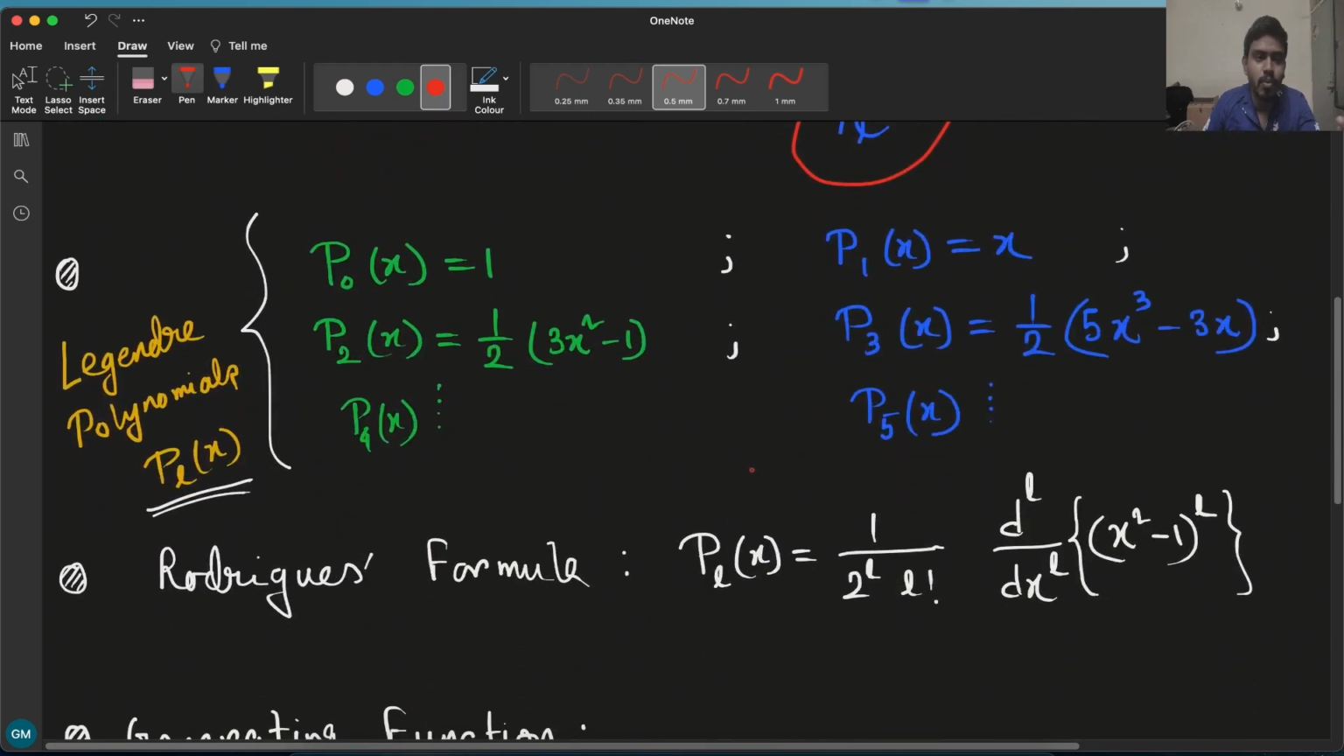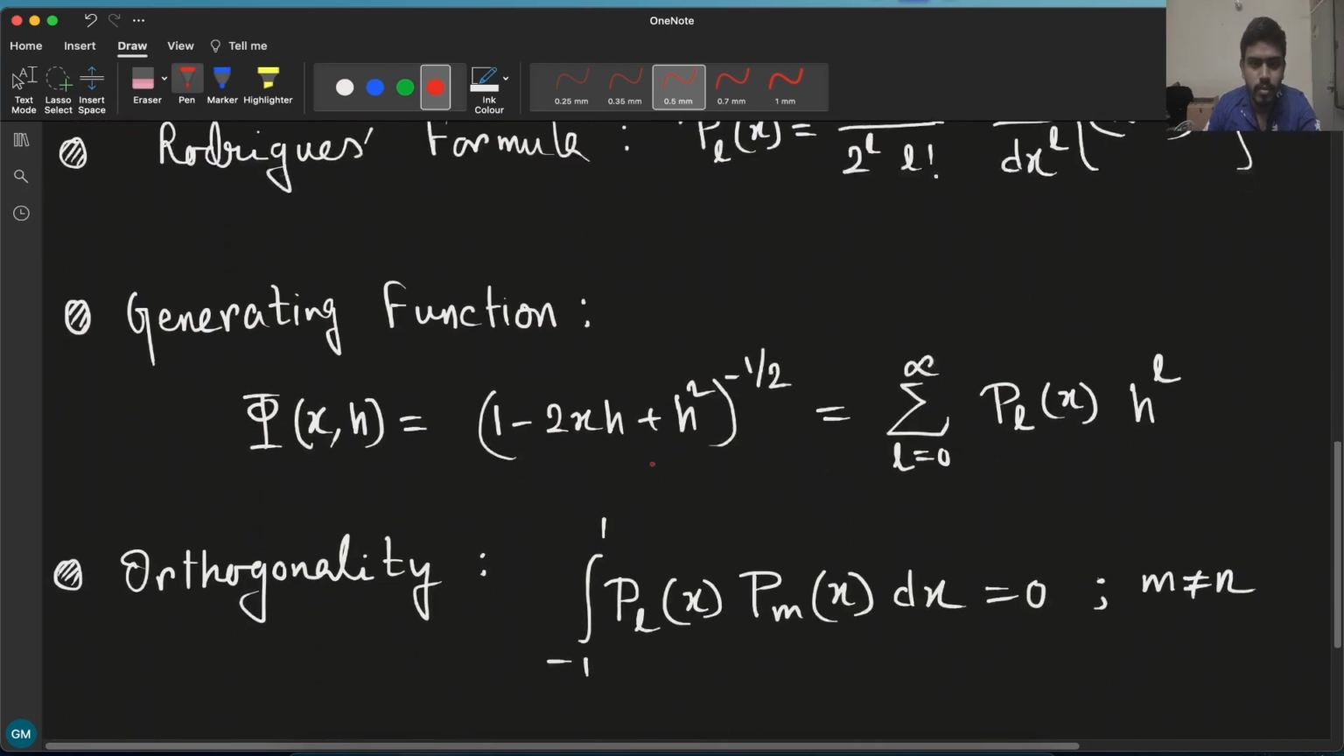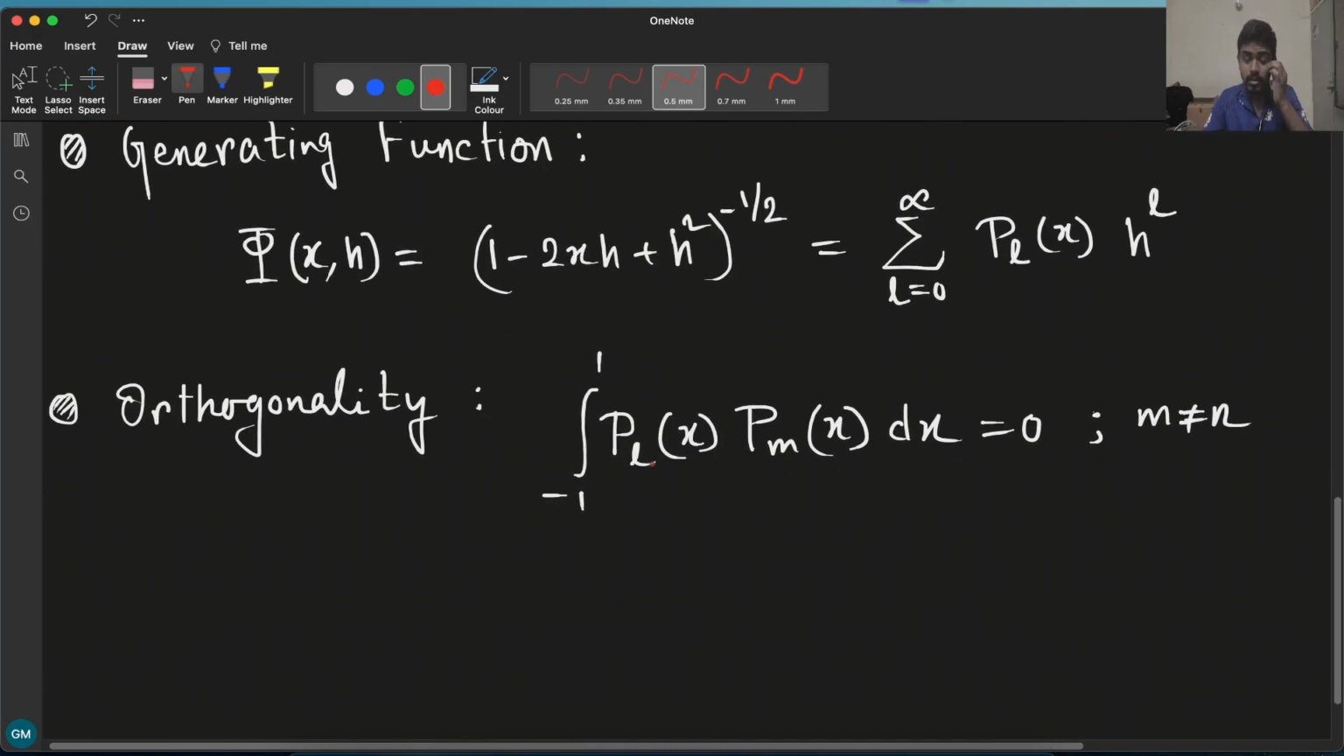And then we got the Legendre polynomials, this P_L(x), where L can take values from 0 to infinity: 0, 1, 2, 3, all the integers. Then we used the Rodrigues formula and the method of generating function to generate the Legendre polynomials. And then we showed that these Legendre polynomials, P_L(x), are orthogonal to each other. So P0(x), P1(x), P2(x), P3(x) are orthogonal to each other.